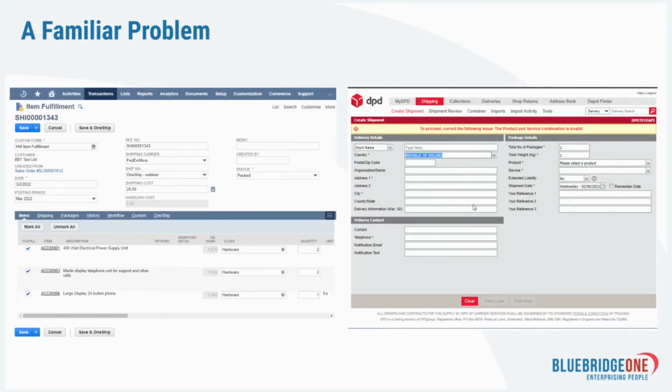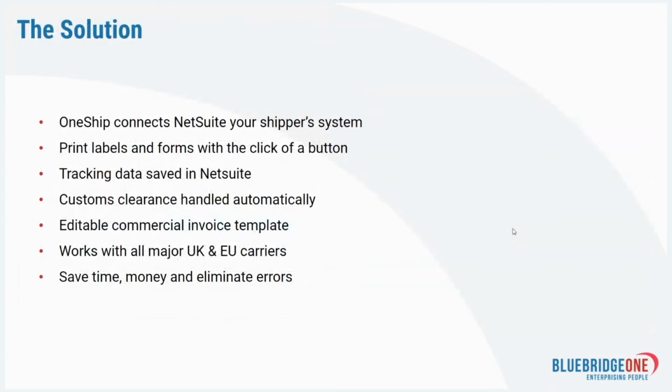And obviously, if it's an export shipment, there's a whole load of other data required in terms of things like item descriptions and commodity codes and countries of manufacture. So it can be a pretty laborious and time-consuming process. And so OneShip will essentially solve that problem for you.